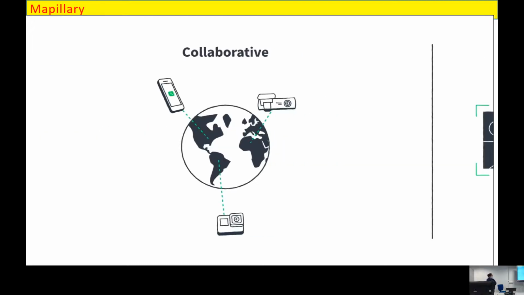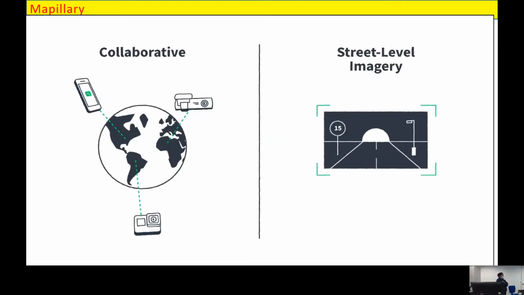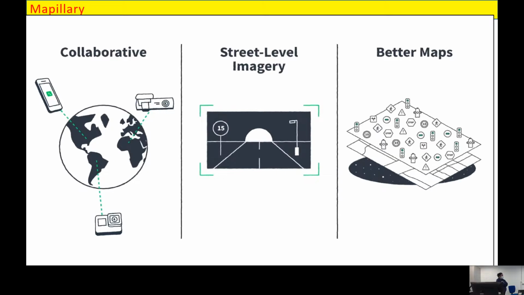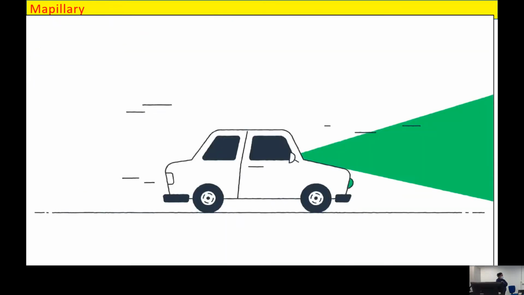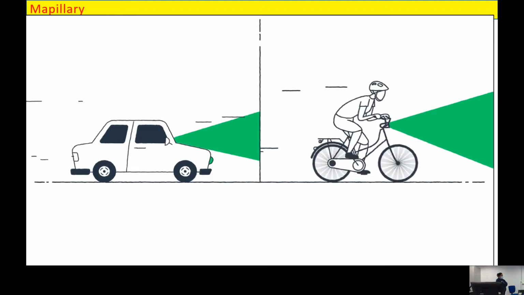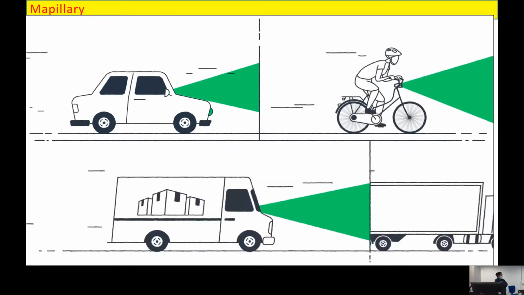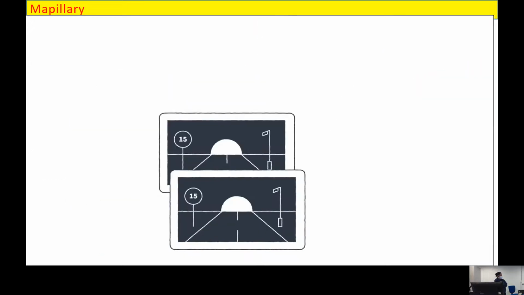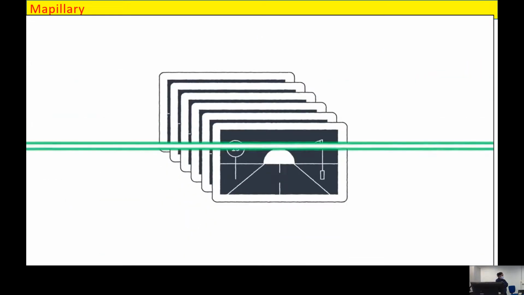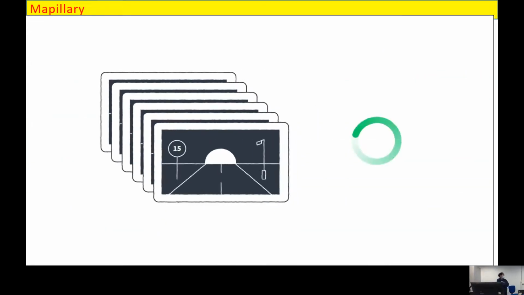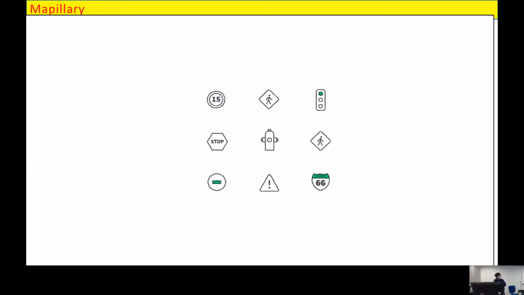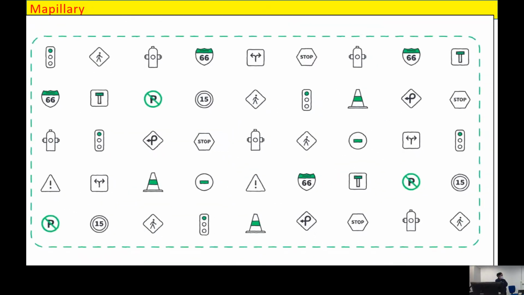Mapillary is the collaborative, street-level imagery platform that lets anyone access the data they need for making better maps. The Mapillary platform allows anyone with any kind of camera, like a smartphone or an action cam, to easily capture street-level imagery. Those images are uploaded to Mapillary and automatically analyzed with computer vision technology to detect all kinds of features, from road markings to traffic signs.